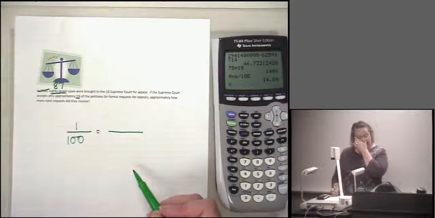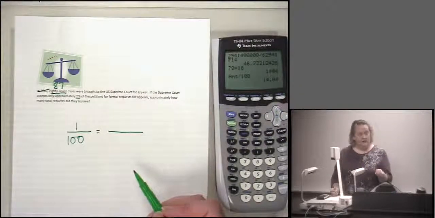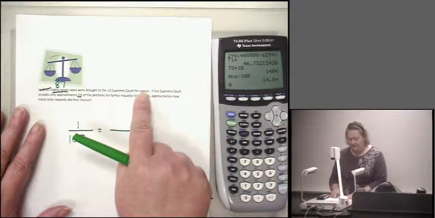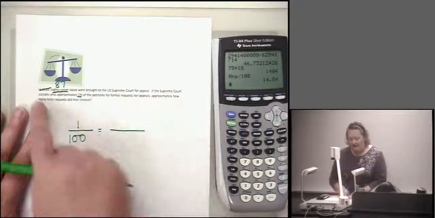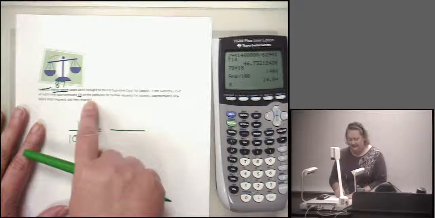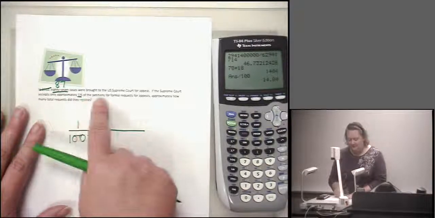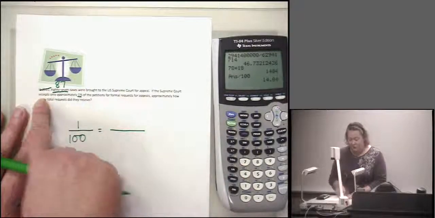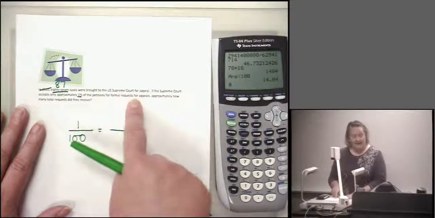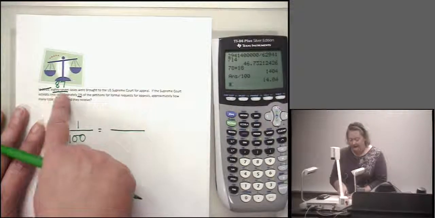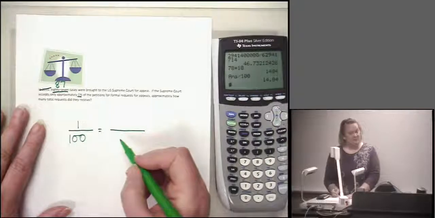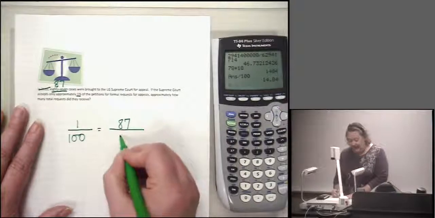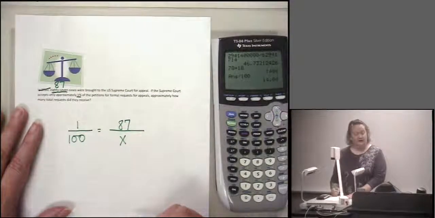So we've got to decide if 87 is the part or the whole. Well, it says 87 cases were brought to the Supreme Court for appeal. And we're looking for how many total requests did they receive. And they only hear or accept 1% of the requests. And they heard 87. So that 87 is the part. And there's a big number, which is X, the total. So this time we're looking for the total.